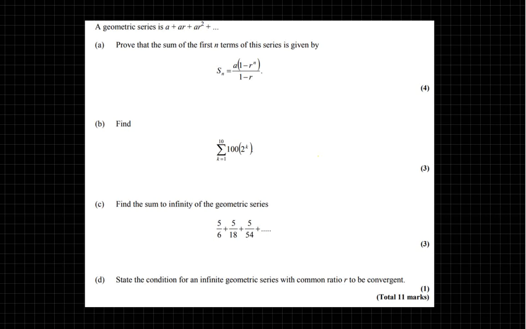And this would be a typical sort of question that you might need to know the answer to when it comes to geometric series. So give it a go. Pause the video now.